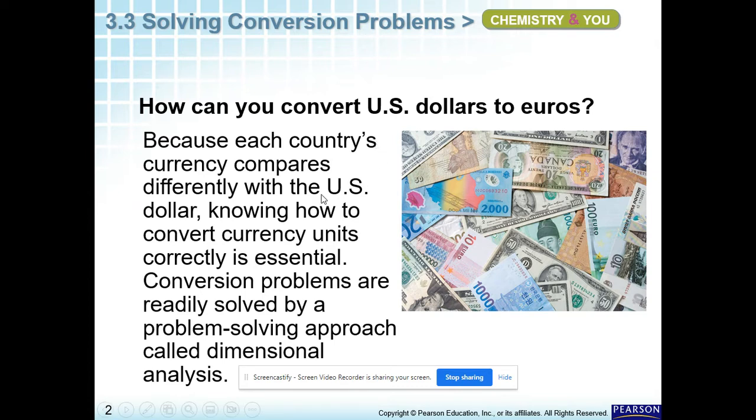This beginning question says, how can you convert US dollars to euros? Because each country's currency compares differently to the US dollar, it's important to know how to convert between different currency units. Especially if you go up to a booth and you buy something and they're making you change, you want to make sure you're not getting ripped off. Conversion problems are an easy way to convert between different units, and we use an approach called dimensional analysis, which is slightly different than basic algebra you guys learn in math class.